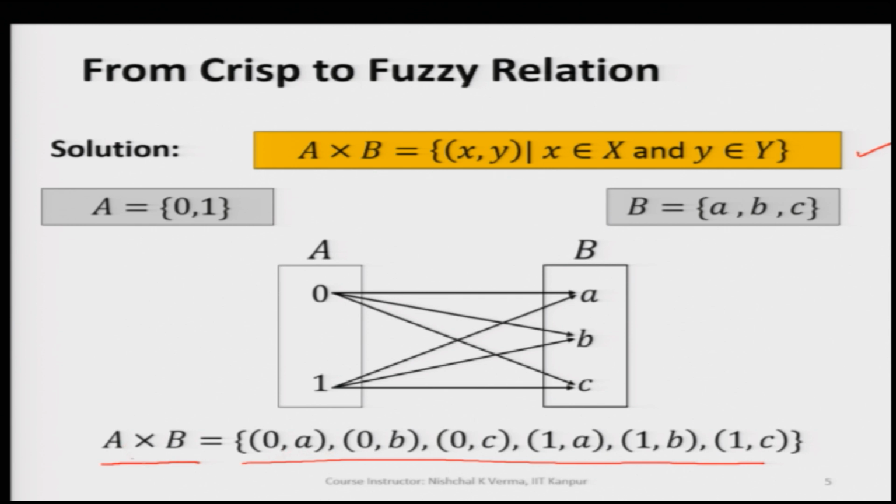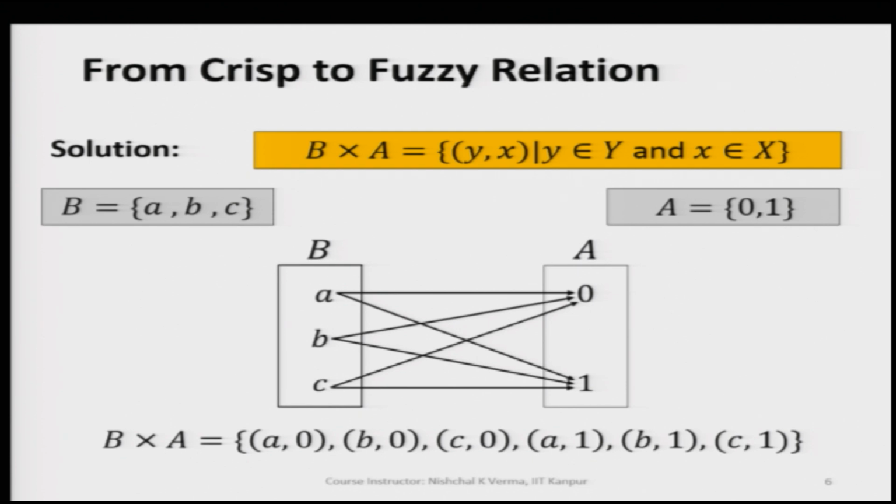So, we see that A cross B is going to give us the first pair (0, A), the second pair (0, B), the third pair (0, C), and then the fourth pair is (1, A), the fifth pair is (1, B), and the sixth pair is (1, C). So, we see that we have 6 elements when we are taking the Cartesian product of capital A and capital B, where capital A and capital B are 2 crisp sets. So, this way we get the Cartesian product of 2 crisp sets.